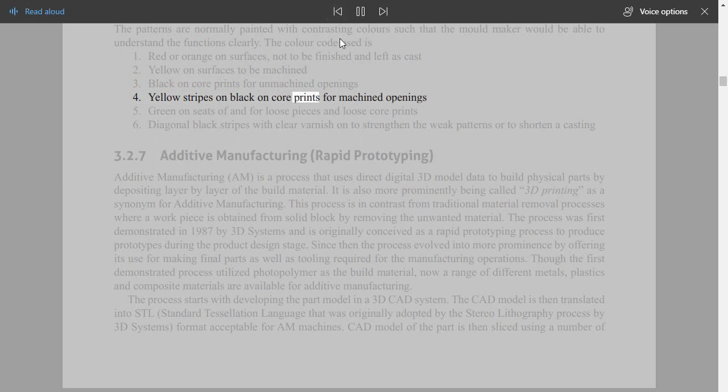4. Yellow stripes on black on core prints for machined openings. 5. Green on seats of and for loose pieces and loose core prints. 6. Diagonal black stripes with clear varnish on to strengthen the weak patterns, or to shorten a casting.